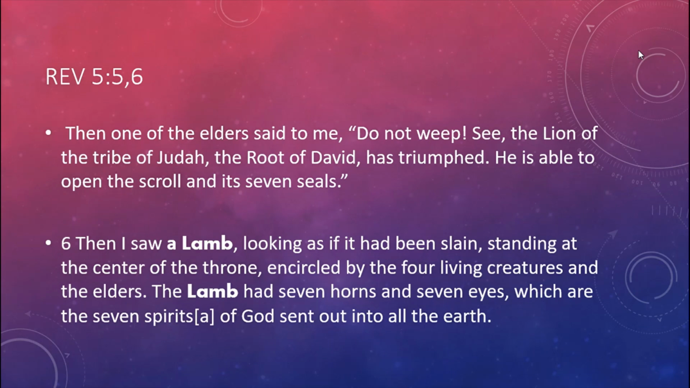Then one of the elders said to me, Do not weep. See, the Lion of the tribe of Judah, the Root of David, has triumphed. He is able to open the scroll and its 7 seals. Then I saw a lamb, looking as if it had been slain, standing at the center of the throne, encircled by the 4 living creatures and the elders. The lamb had 7 horns and 7 eyes, which are the 7 spirits of God sent out into all the earth. So the lamb is Jesus, and remember, 7 in the Bible is a number of perfection. Okay?